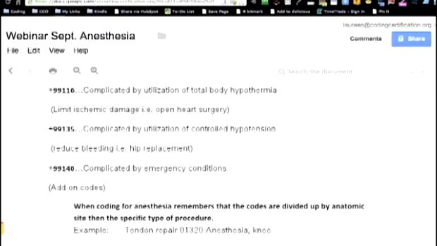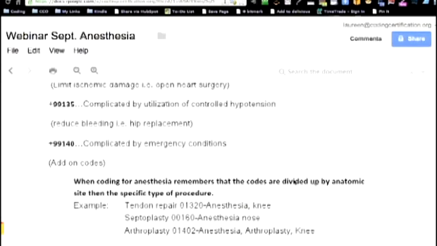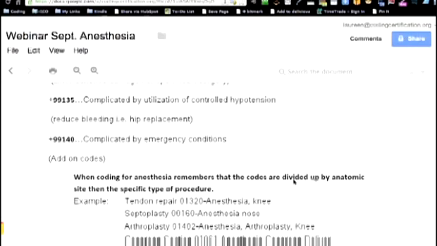The last one, complicated by emergency conditions, this 99140. Think about this. When the anesthesiologist comes in and talks to you because you're going to have a procedure done, and he says, Susie, are you allergic to anything? You say no. Or have you ever had anesthesia before? No. Do you have asthma? All these questions that he asks you, he wants forewarning of, so that he can give you anesthesia and keep you safe, with no surprises while you're under anesthetic.